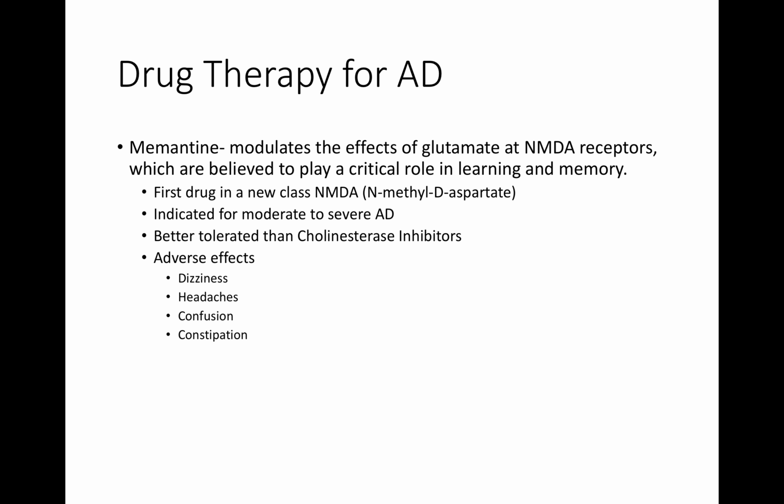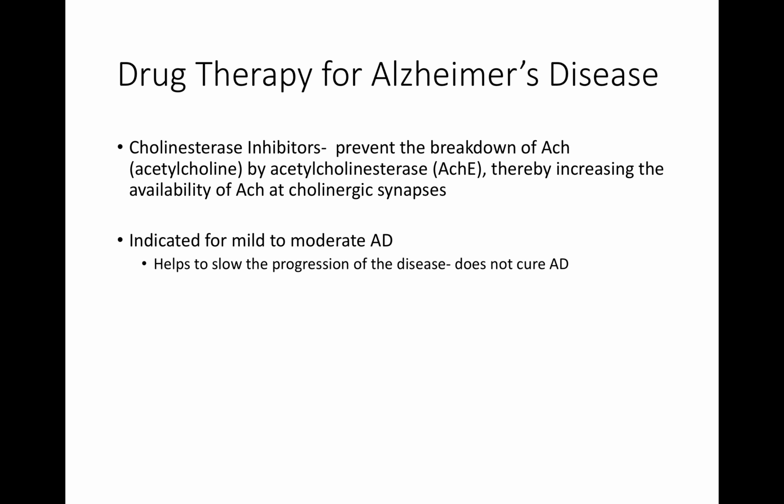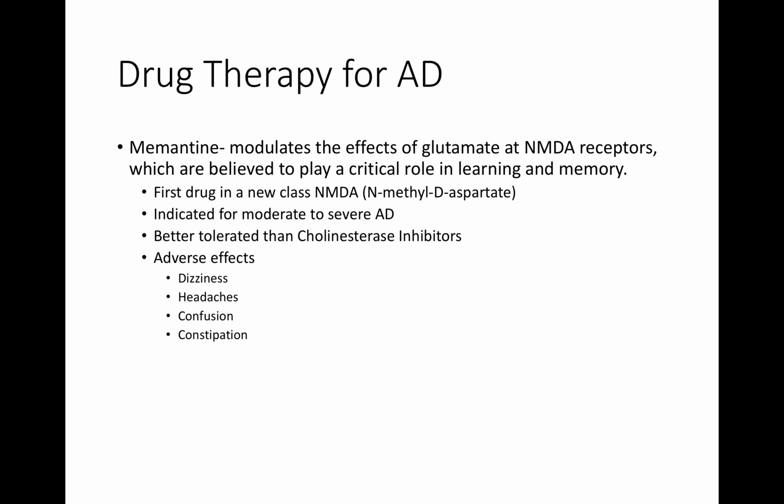Memantine is another drug that we give. It's an older drug than the cholinesterase inhibitors. It modulates the effects of glutamate at the NMDA receptors. And the NMDA receptor is a transmembrane protein with a central channel that regulates calcium entry into the neurons. Binding of glutamate to the receptor promotes calcium influx.